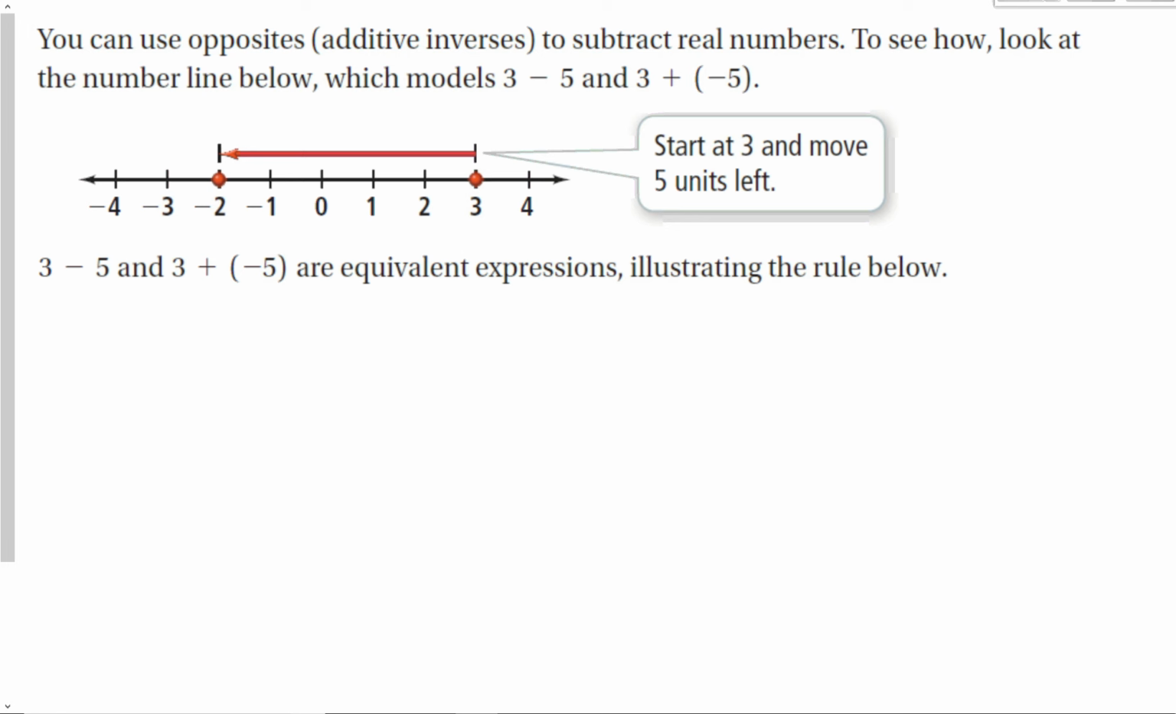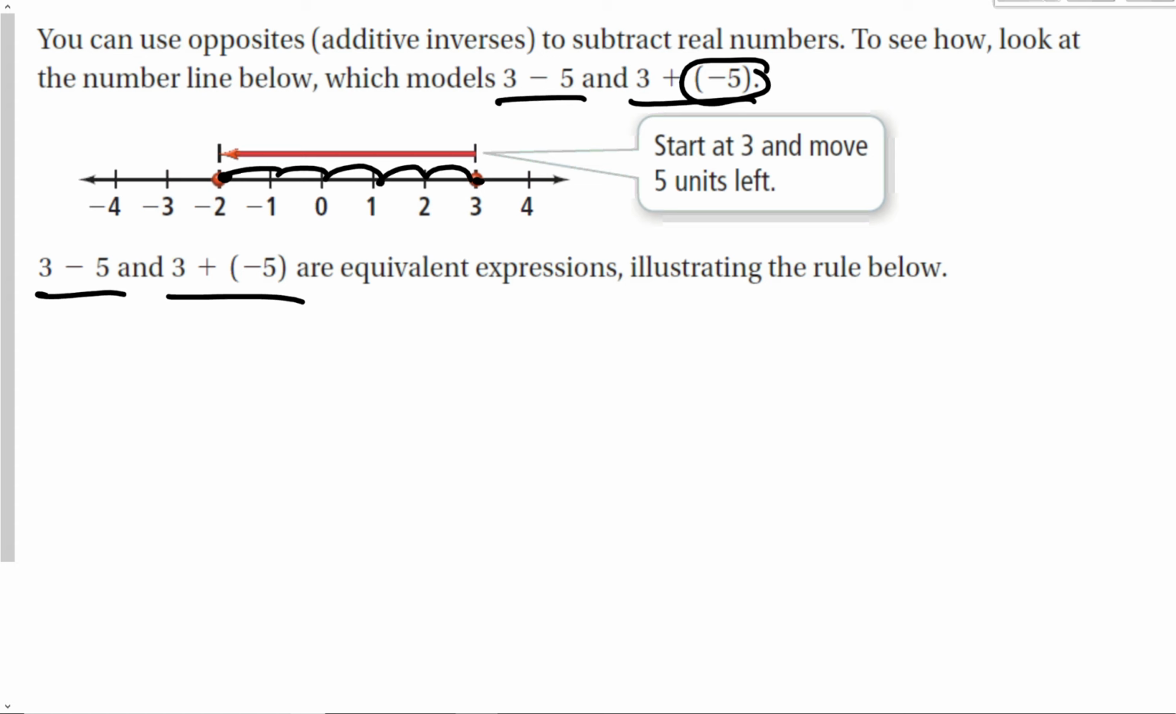It's just a way to add two numbers. Okay, so let's look at that. Look at the number line below, which models 3 minus negative 5. We're going to start at 3, and we're going to go 1, 2, 3, 4, 5 backwards. Well, how is that any different than the second one right here, which starts at 3 and moves to the left 1, 2, 3, 4, 5 as well?